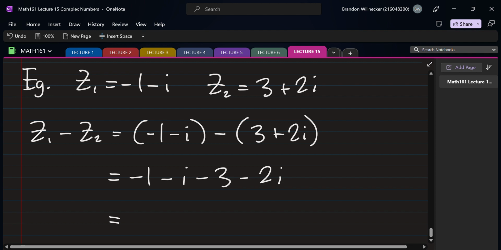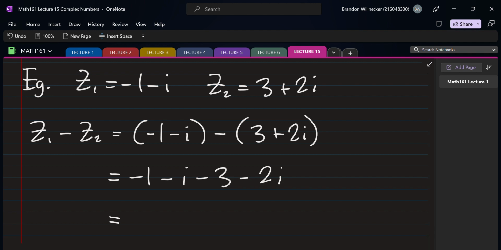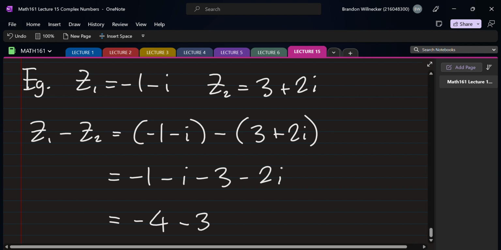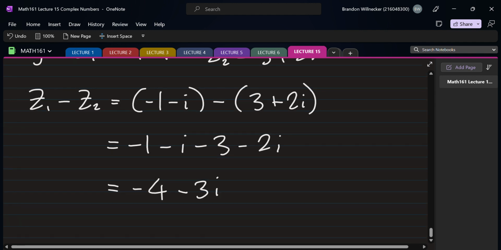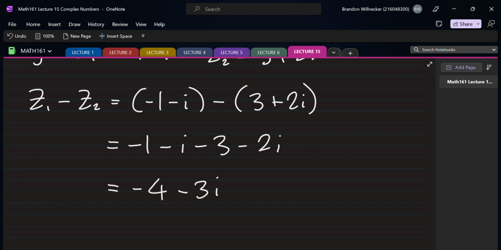The minus 1 and the minus 3, those make up the real part. So we can group those together. So minus 1 minus 3, that will be a minus 4. The minus i and the minus 2i, they make up the imaginary part. We can combine those into minus 3i. Okay, and again, we've taken two complex numbers, we've subtracted them, and we end up with another complex number. So the minus 4, that's the real part of the complex number. Minus 3, that's the imaginary part of the complex number. And together, it's another complex number.